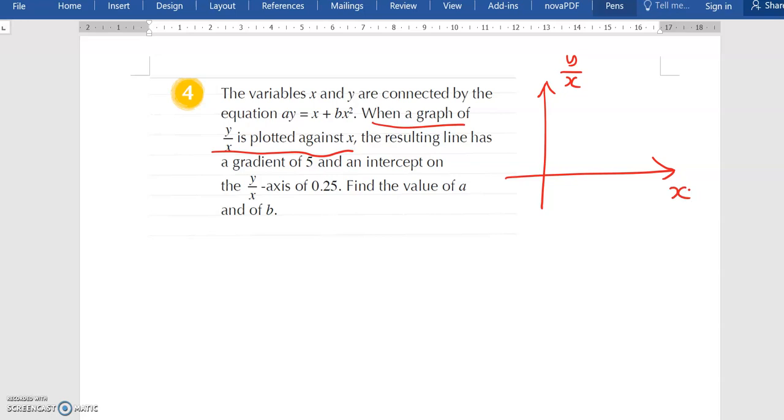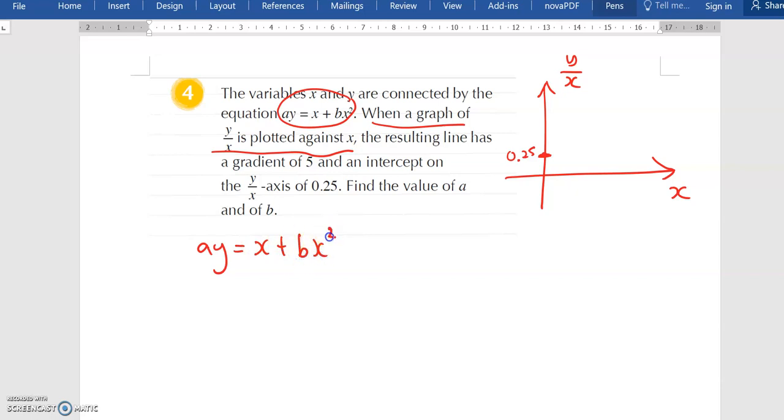Alright, and then this resulting line has a gradient of 5, and then there is a y over x intercept of 0.25. That means this point here is actually 0.25, which is your y over x intercept. Okay, and then you're supposed to find the values of a and b. So with this, let's go back to the equation that is given.